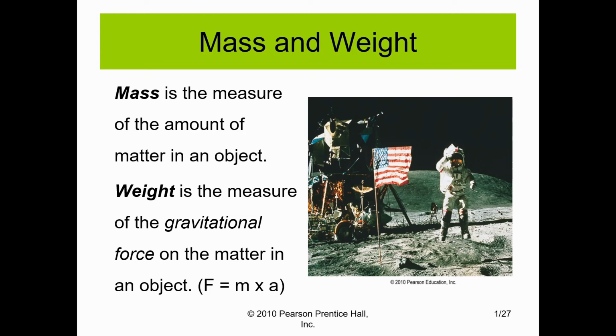This is different than weight, which is the measure of the gravitational force on the matter of an object. So this is the mass times acceleration, where the acceleration is the acceleration due to gravity. So the weight of an object is going to be different on the moon versus in space versus on Earth. If there's zero gravity, then the acceleration is zero, so it would have no weight. But that object would still have the same mass.